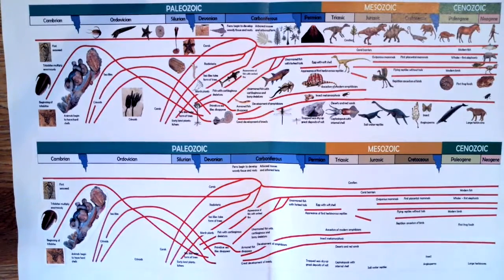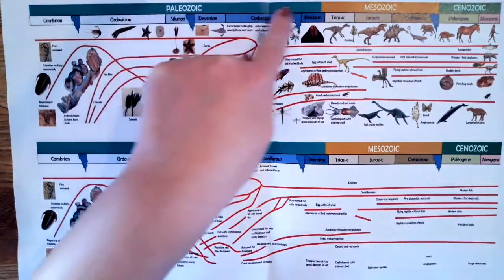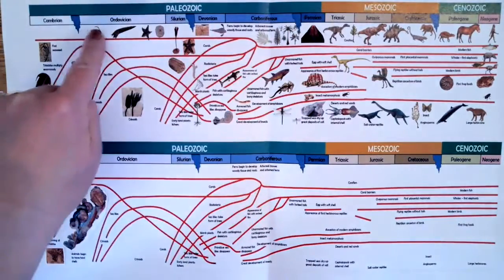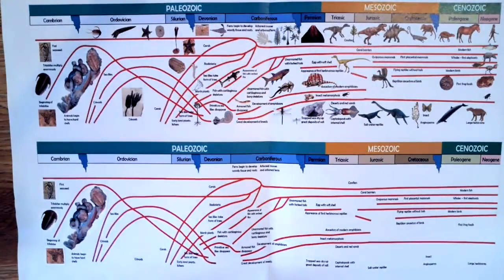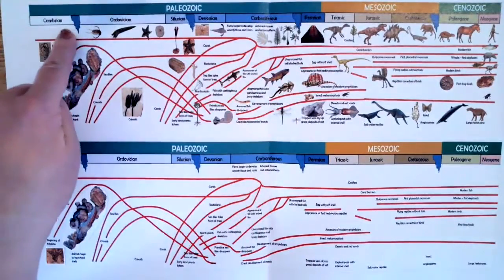Today, we are going to be talking about the Ordovician period of the Paleozoic era. The Ordovician period is the second period of the Paleozoic era, and it comes after the Cambrian.